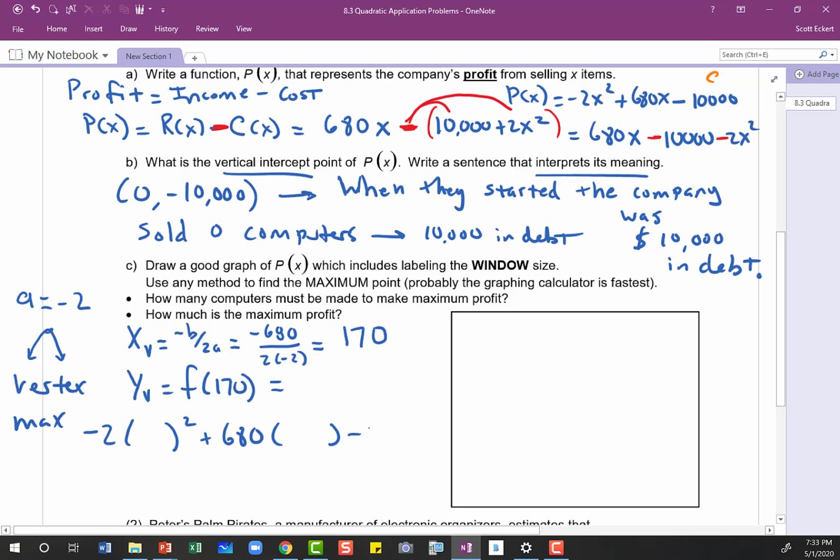Oops, that's minus 10,000. And so what we're going to do is take the x value that we found and plug it in. And the rest is just a big calculator problem. It's going to be a large number. So let's just plug that into the calculator and see what we get.